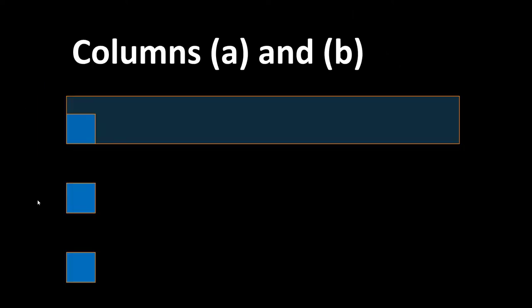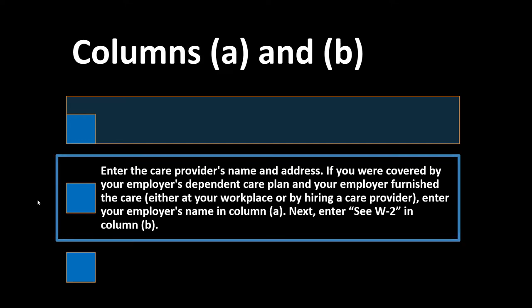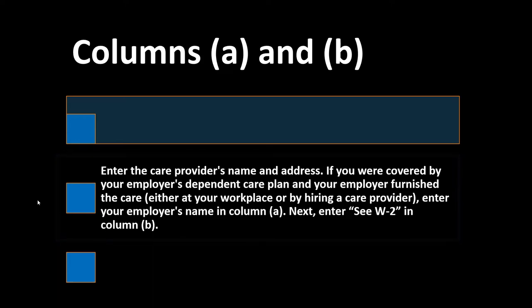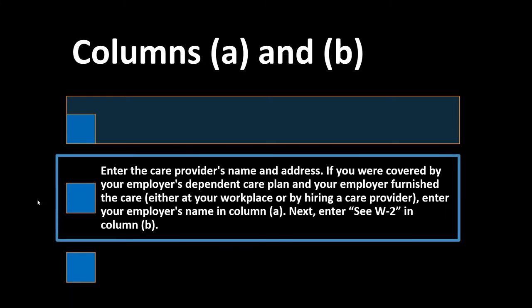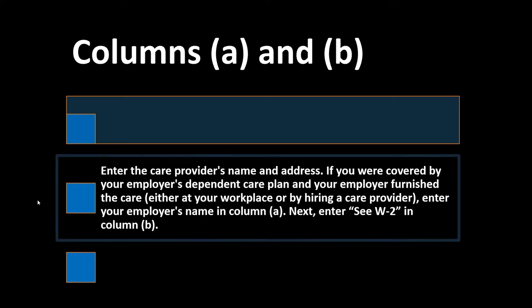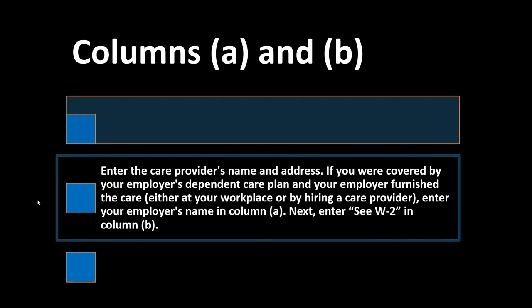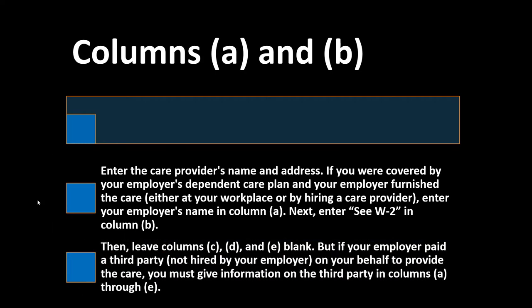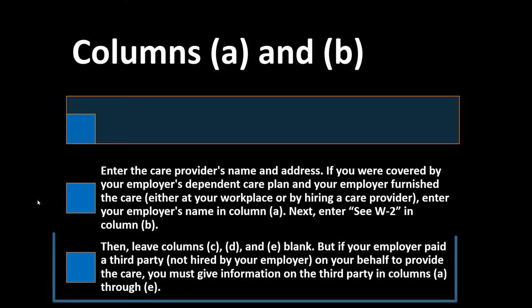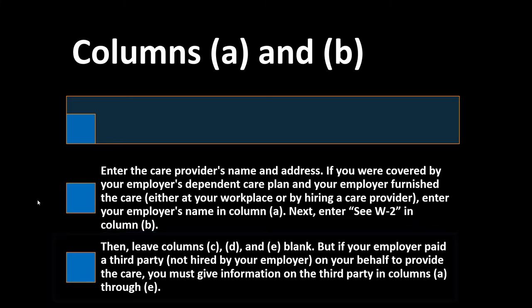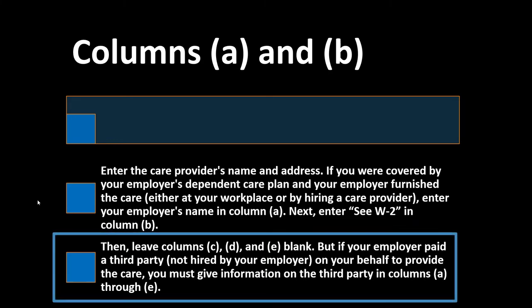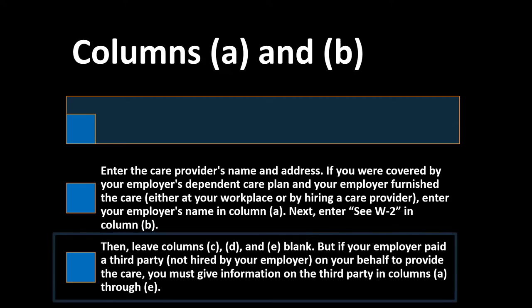So columns A and B. Enter the care provider's name and address. If you were covered by your employer's dependent care plan and your employer furnished the care, either at your workplace or by hiring a care provider, enter your employer's name in column A, and enter "CW2" in column B, because that information might be pulled from the W-2 information. Then leave columns C, D, and E blank. But if your employer paid a third party not hired by your employer on your behalf to provide the care, you must give information on the third party in columns A through E.